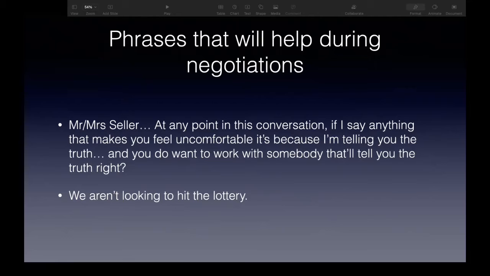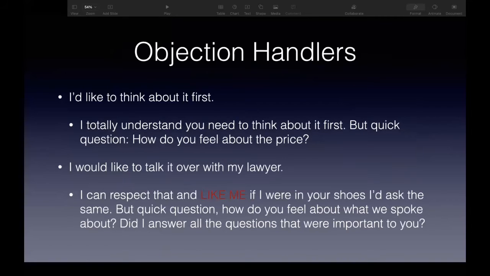Another really good phrase: "We're not looking to hit the lottery. We just need to purchase with enough equity to at least break even on the refinance or to make a little bit of change. I mean, I can't work for free, right?" So two phrases actually: we aren't looking to hit the lottery, and I can't work for free. Once you tell them that you can't work for free, they're going to understand that 100% and they're going to rock with you. We aren't looking to hit the lottery, we're not trying to make all this money off you, and they'll be more likely to rock with you.